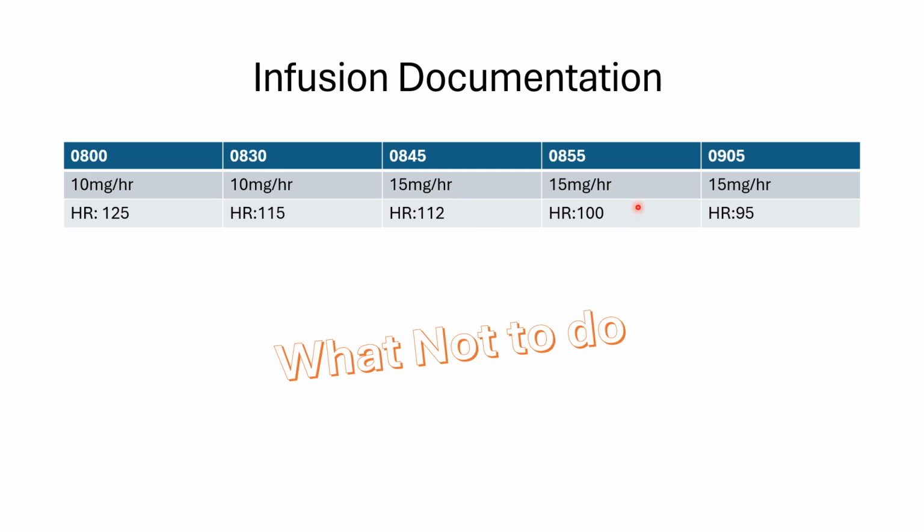This is our max, so we continued it at 15 milligrams an hour until we achieved our goal of a heart rate less than 100 beats per minute. Although we did get the targeted heart rate, this is an example of what not to do. This is not the correct way to document.